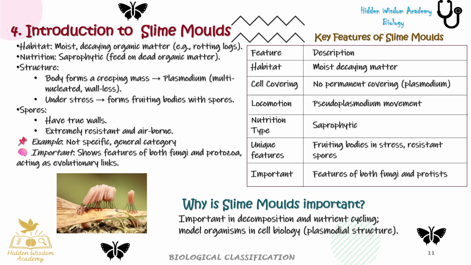Why are slime molds important? 1. They are useful in decomposition and nutrient cycling. 2. They are model organisms in cell biology, for plasmodial structure.